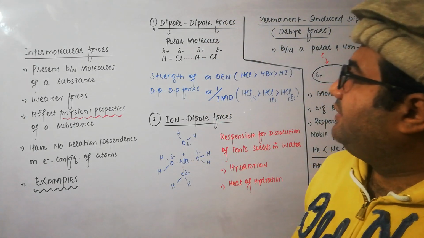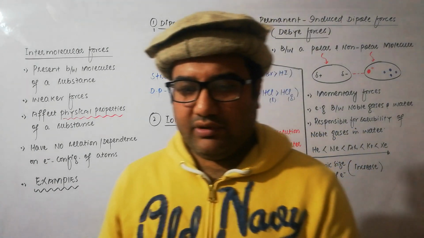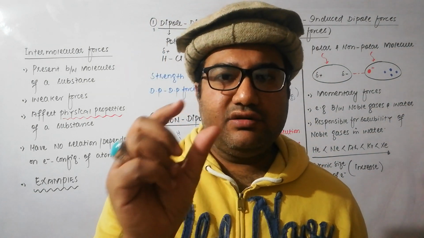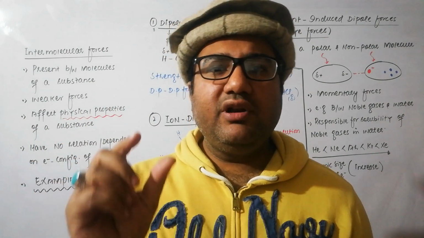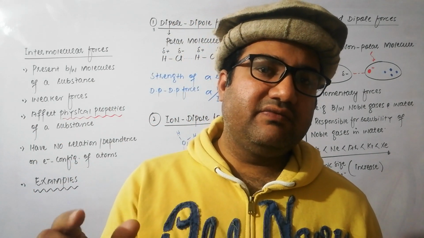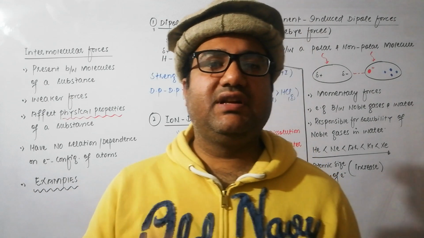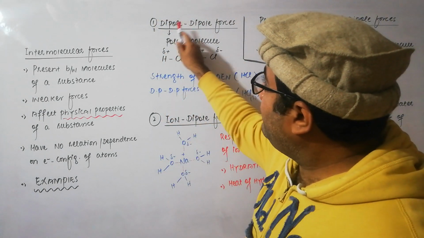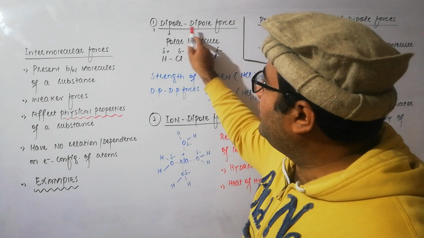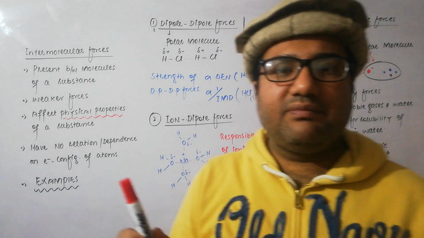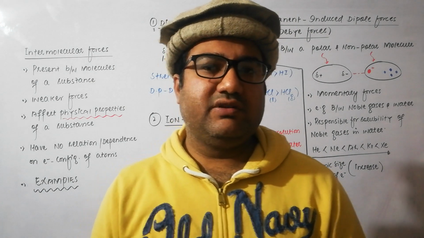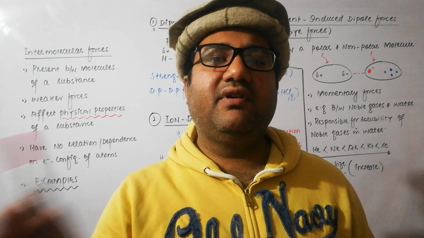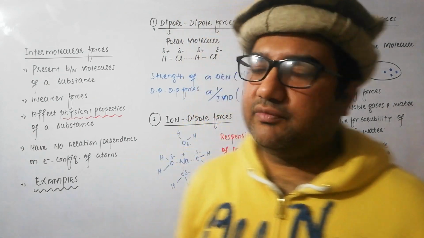First is the dipole-dipole force. What is a dipole? A dipole is actually a polar molecule. Di means two, pole means parts. A polar molecule always has two parts, one partial positive and one partial negative. So a polar molecule is called a dipole. Now dipole-dipole means there are two polar molecules and these forces are present between the two polar molecules. Actually, the positive end of one polar molecule attracts the negative part or end of the other polar molecule.